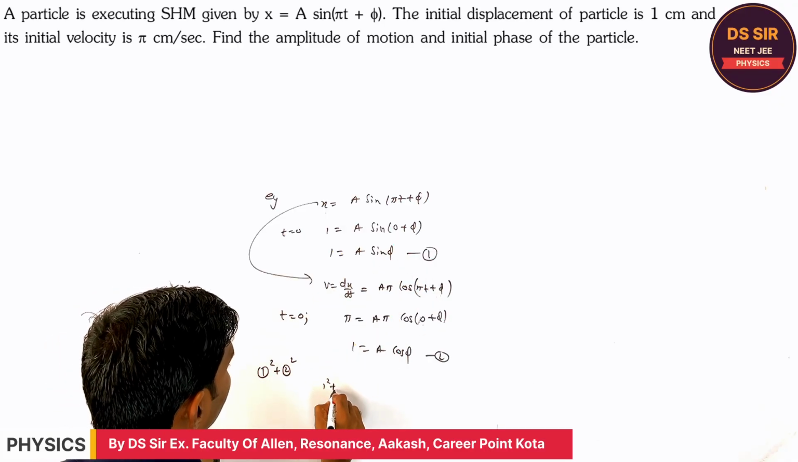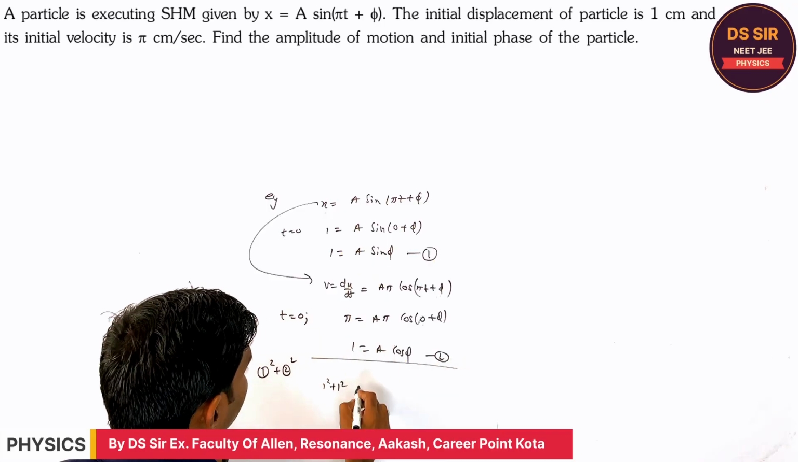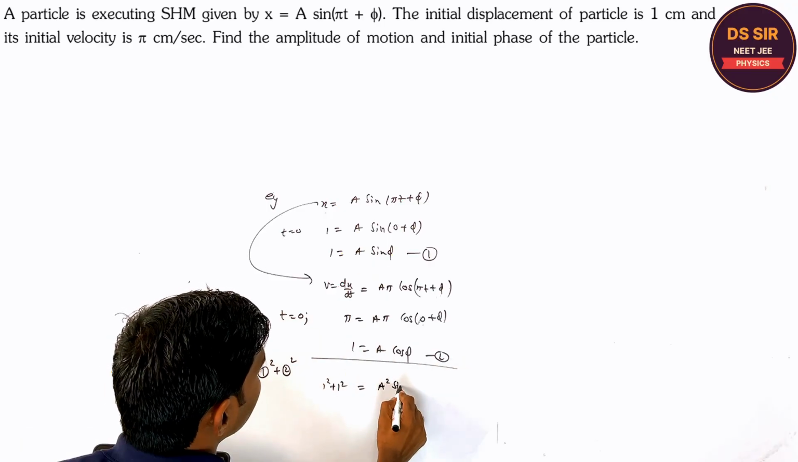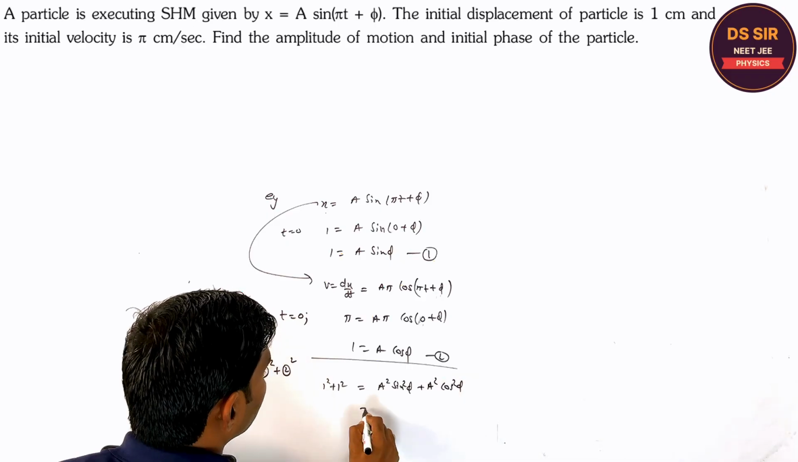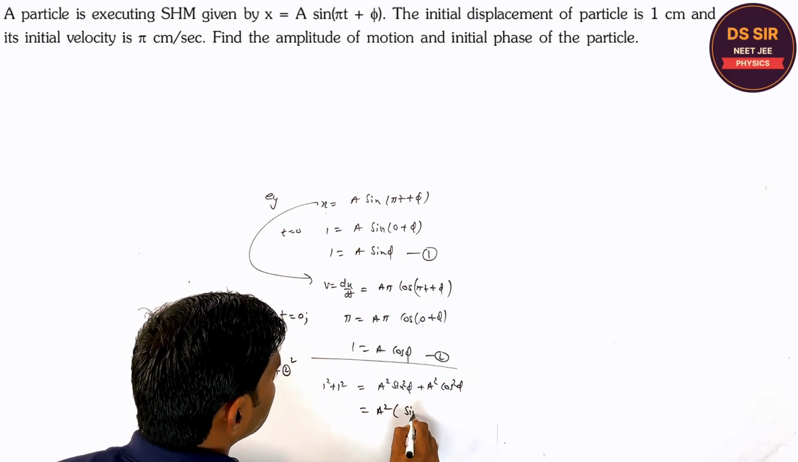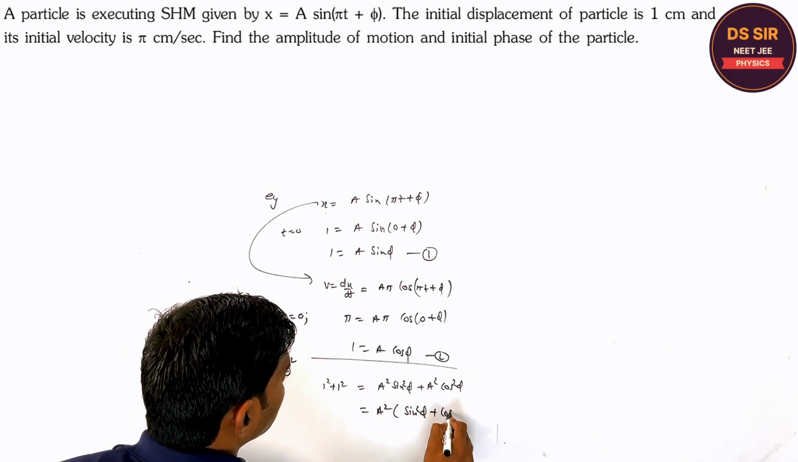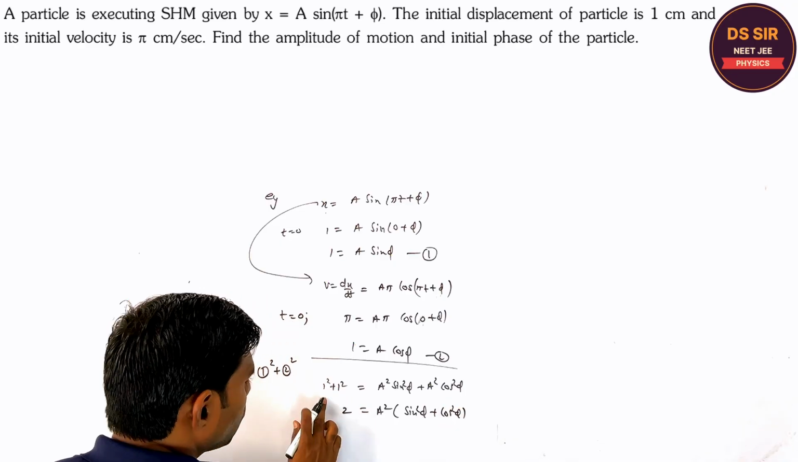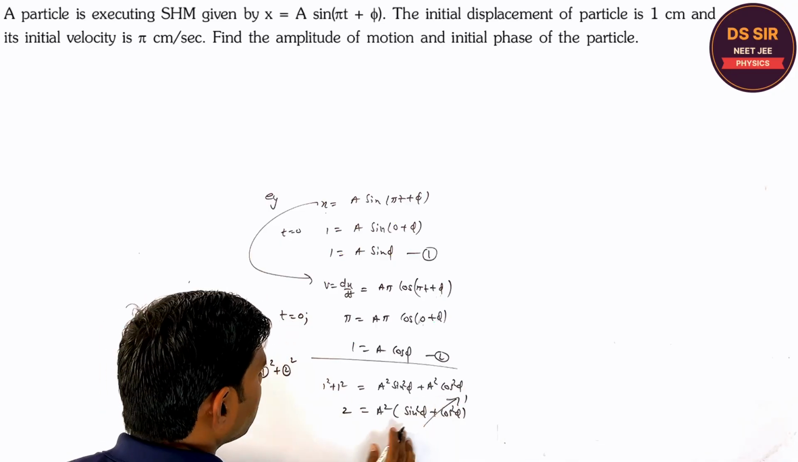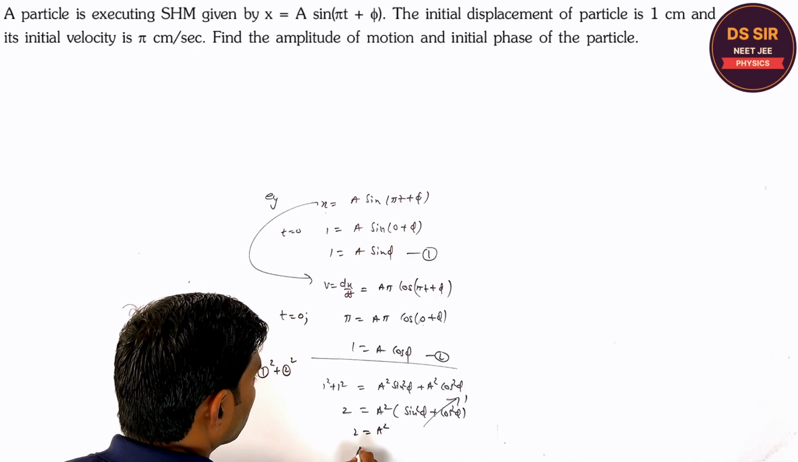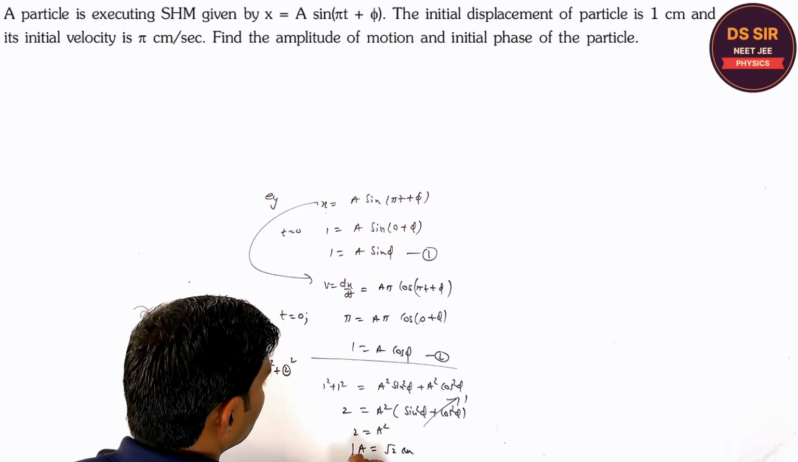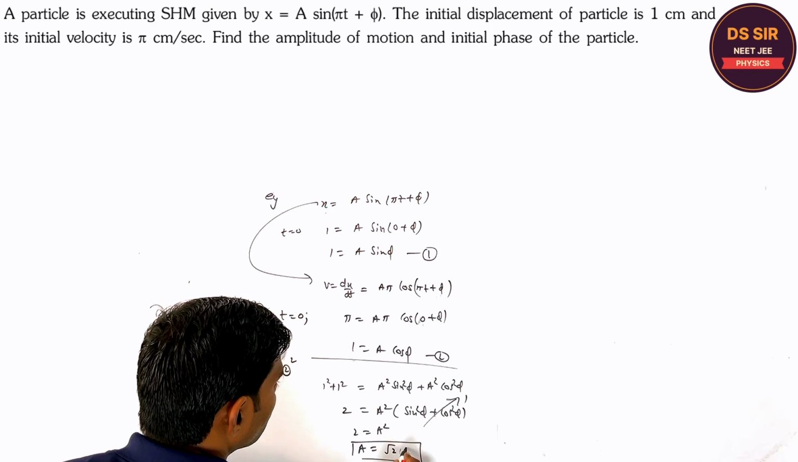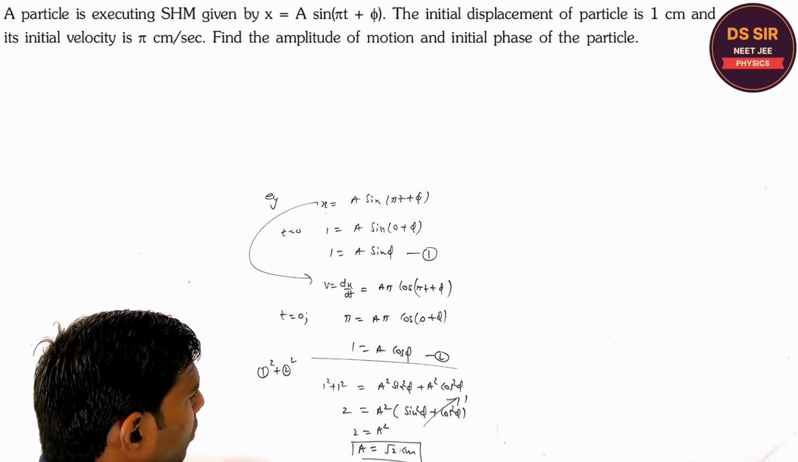So 1 square plus 1 square is equal to A square sin square φ plus A square cos square φ. If you take A square common, sin square φ plus cos square φ is equal to 1, so 2 is equal to A square, A is equal to root 2 centimeter. So the amplitude is root 2 centimeter. Is it clear or not?